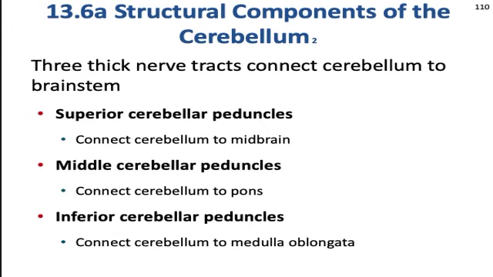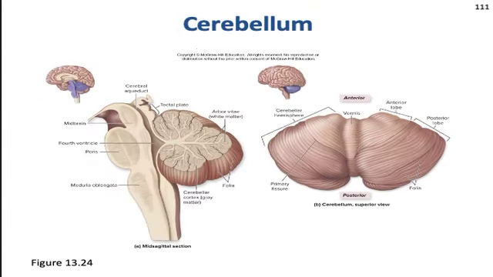Three nerve tracts connect the cerebellum to the brainstem. The superior cerebellar peduncles are going to connect the cerebellum to the midbrain, the middle peduncles to the pons, and the inferior peduncles to the medulla oblongata.